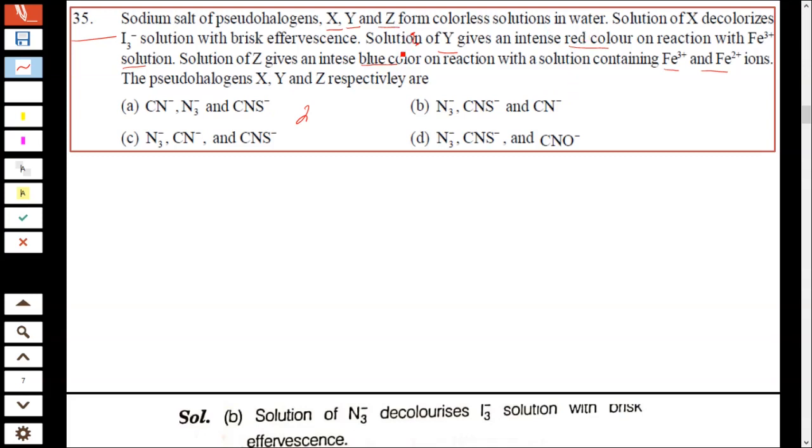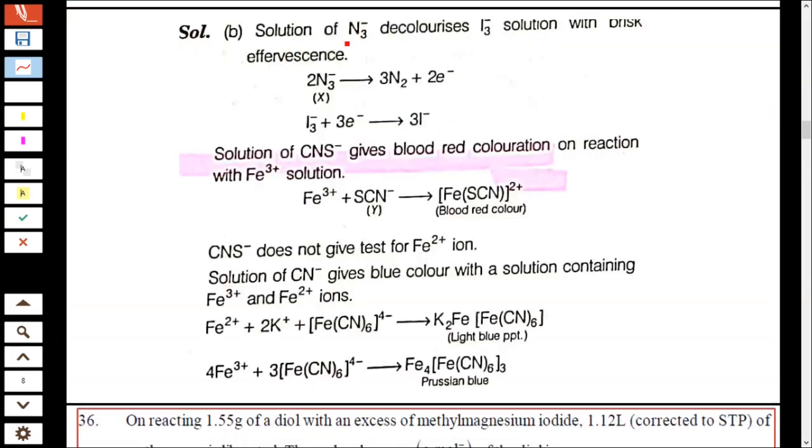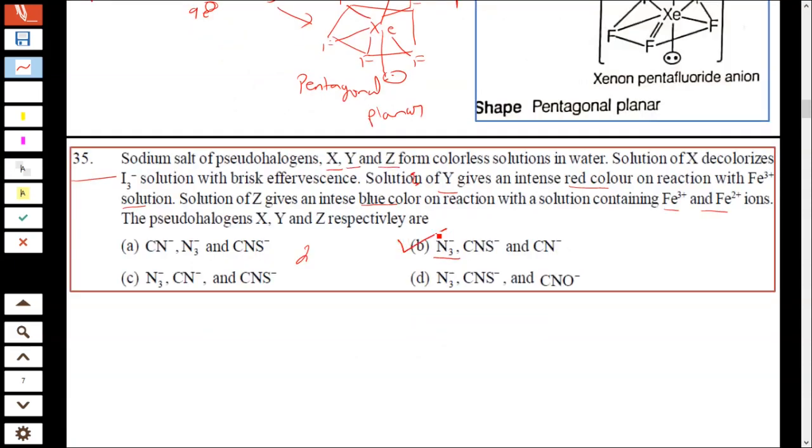Remember, here X is N3-. This N3- reacts with iodine to give brisk effervescence. Listen, the solution of N3- reacts with iodine to give brisk effervescence. Next, the second pseudohalogen reacts with Fe3+, that is ferric ion, to give a blood red color, the test for ferric ion. Hence the third pseudohalogen is cyanide ion, which gives a blue color with Fe2+ and Prussian blue color with Fe3+. So it is potassium ferricyanide. Hence option B is correct.